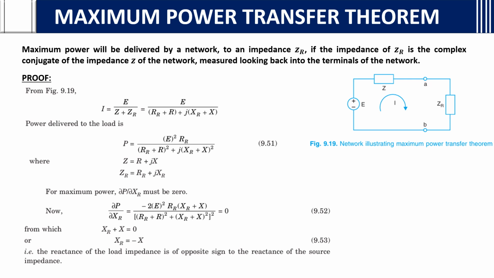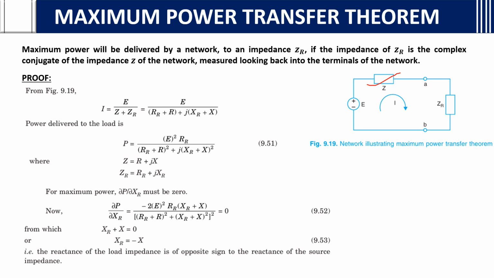After that, we will write the impedance Z plus ZR in terms of the complex conjugate. How will we write it? Z is R plus jX, so the total is (RR plus R) plus j(XR plus X). Here RR and XR are the load resistance and load reactance, and R and X are for the source impedance Z. Okay, we are writing it in this form.